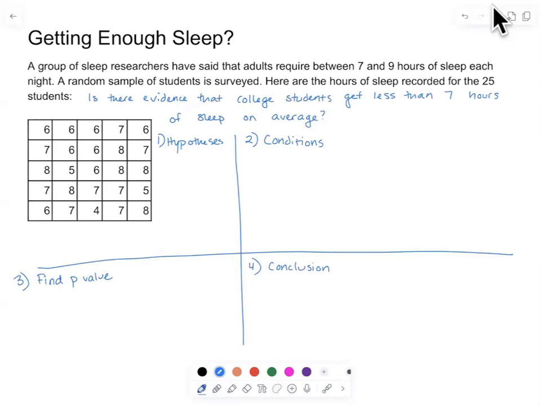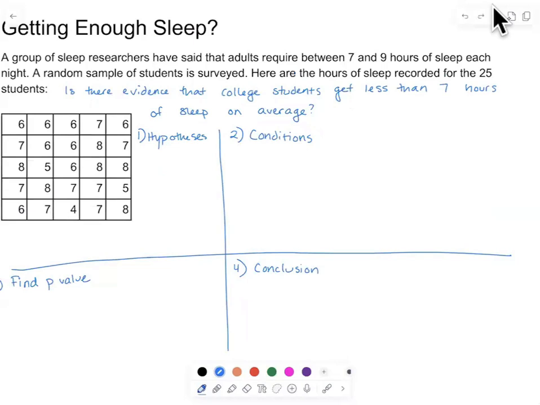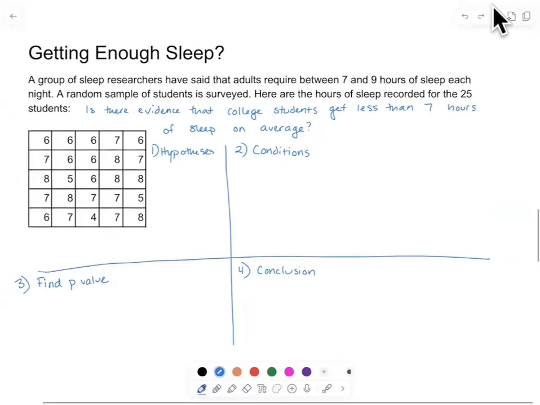When we were talking about proportions, we used P because we were talking about the whole group. In quantitative data, we use mu because we're talking about the average for the whole group. So my null hypothesis is going to have an equal sign, just like my null hypothesis had before. So it's going to be mu equals. And then because I want to test if it's less than 7 hours, the number I'm interested in is it equal to 7?